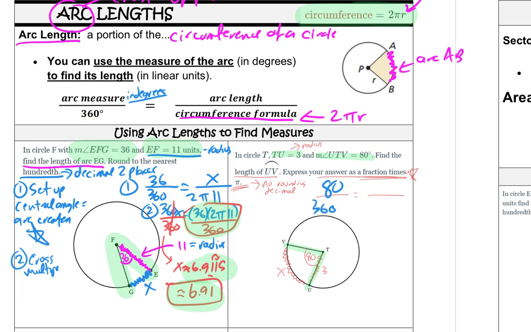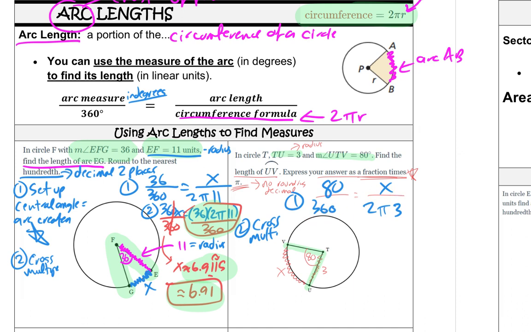So 360 equals the arc length. We're trying to find the arc length, so we're going to put that as x. Over here is 2 times pi times r. So we're going to say 2 times pi, and then the radius was this 3, so that's why we're going to put the 3 there. Now that's our first step. This one we're going to do a little bit differently. The second step, we're going to cross multiply, still the same thing.